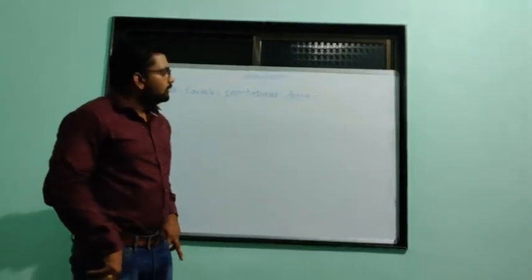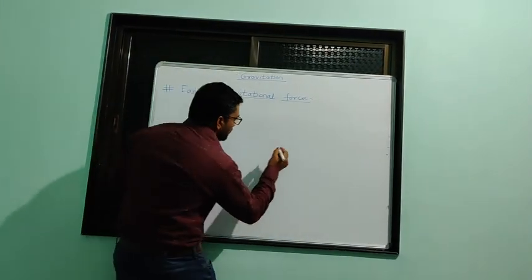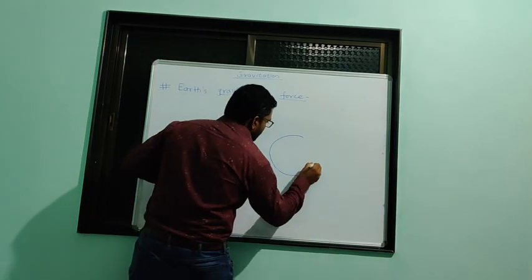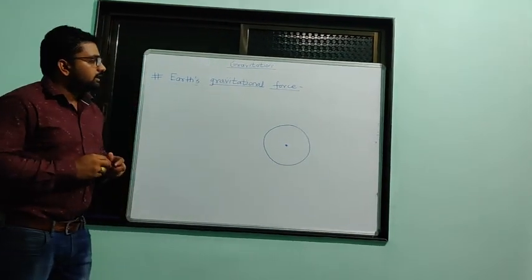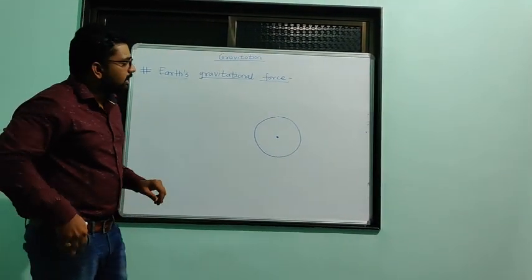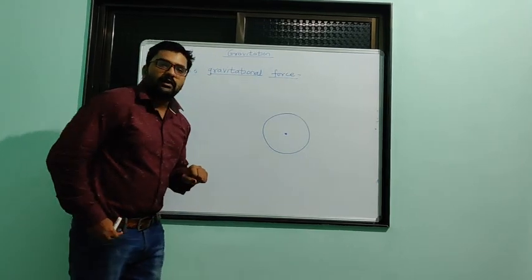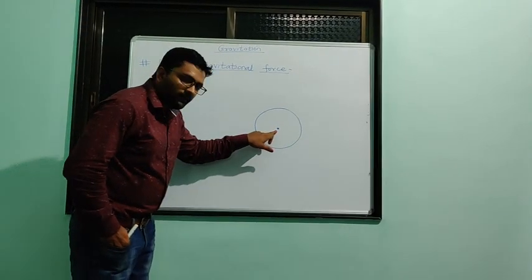Now we know our Earth is, suppose this is our Earth, this is the Earth's center. It is not exactly circular, but we consider it as circular. Now this is the center of Earth.